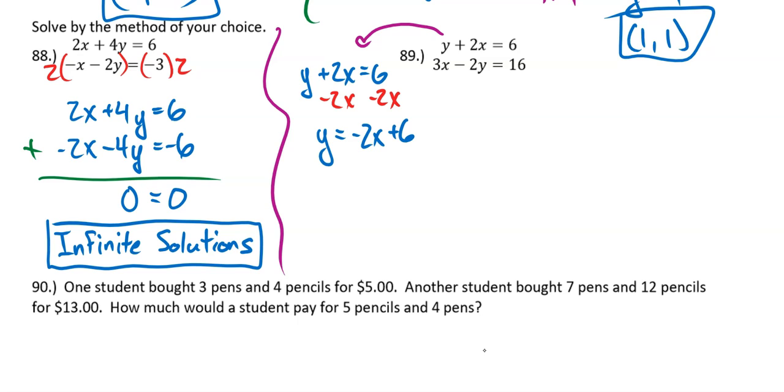And really, if I've rearranged those, if I swapped the x and the y and lined everything up, it would be easy to multiply and eliminate y as well. So elimination would also be good for this one. I just decided to use substitution.